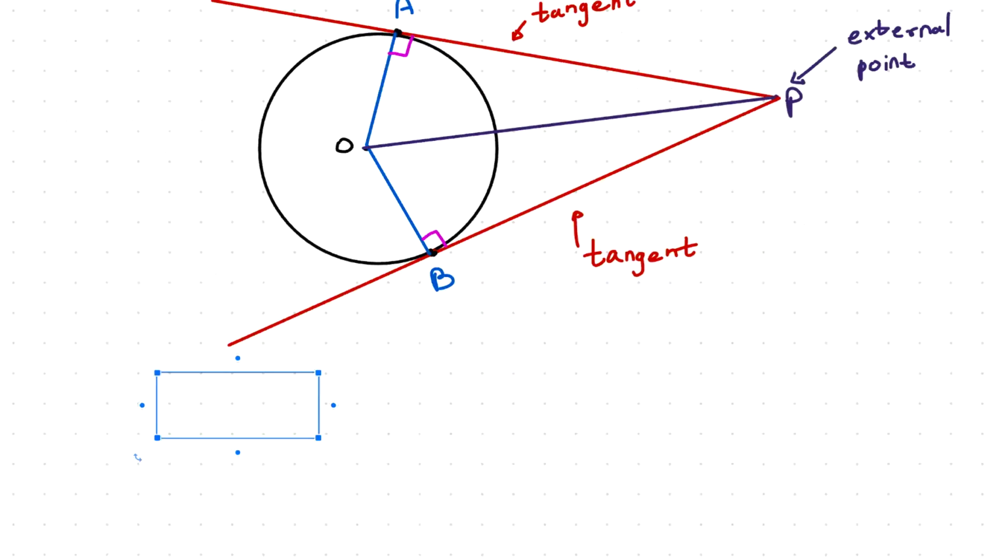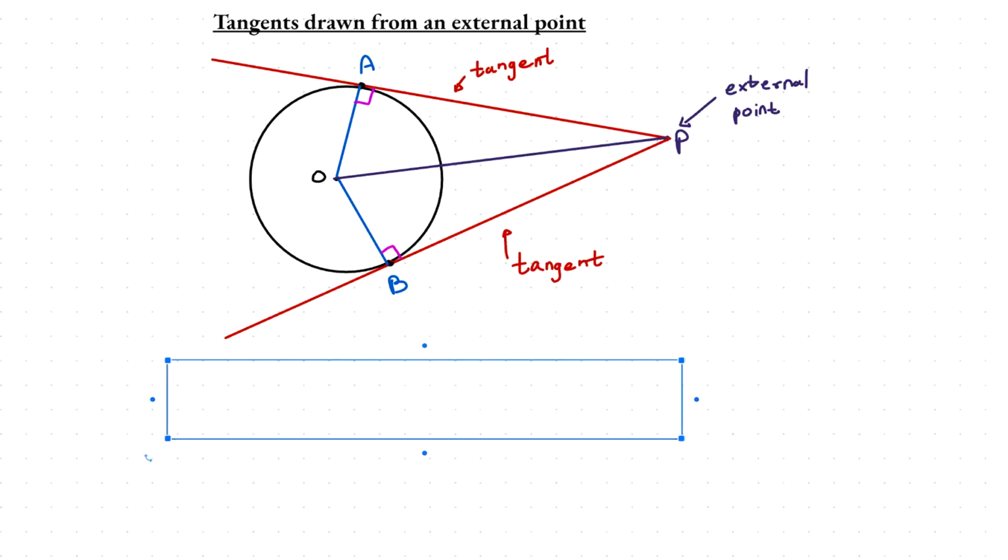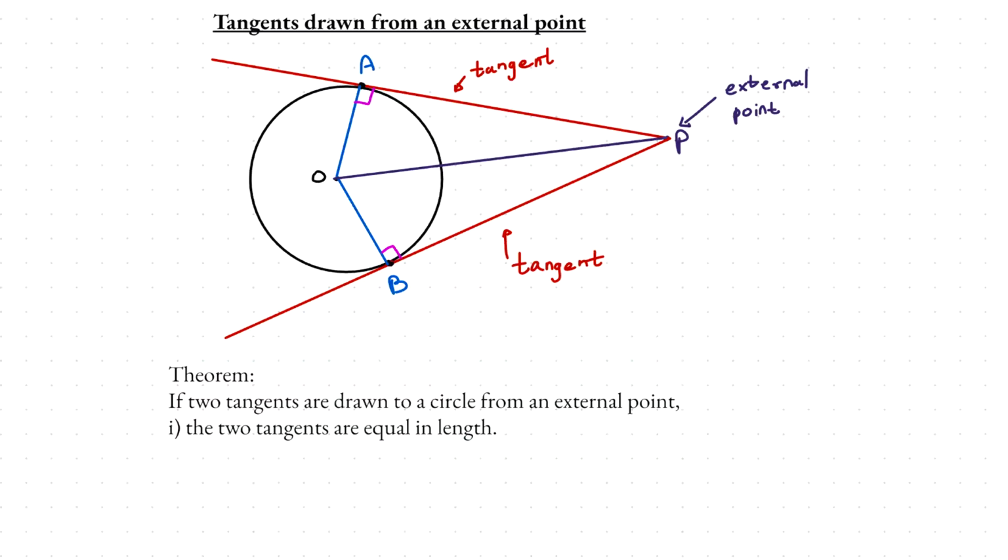Look at the theorem. Same thing that's on the textbook. If two tangents are drawn to a circle from an external point, number one, the two tangents are equal in length. That means if two tangents are drawn from an external point, the length of those two tangents is equal.